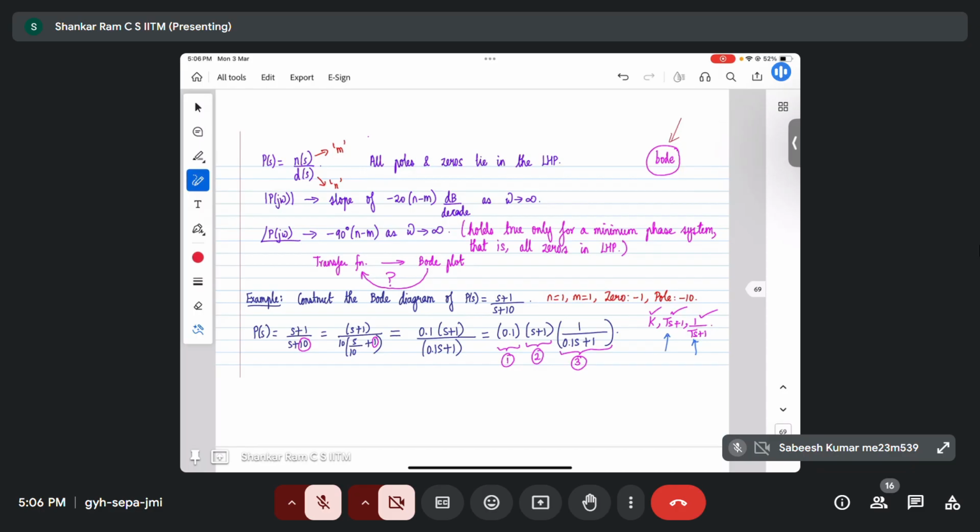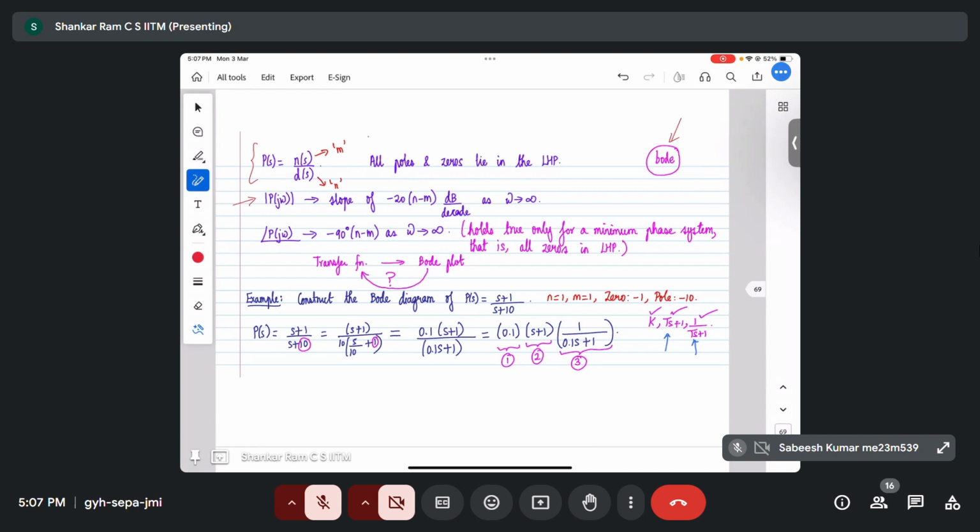A couple of important points in that regard is that we use these two factors to our advantage when we do experimental determination of the transfer function. So let us say, as we know, the plant transfer function is a ratio of two polynomials, n of s and d of s. Now, n of s is a numerator polynomial of order m, and the denominator polynomial d of s is a polynomial of order n. And to begin with, let's assume that all poles and zeros are in the left half of the complex plane.